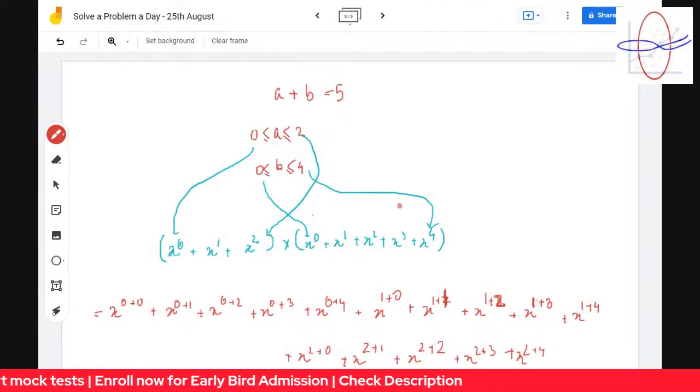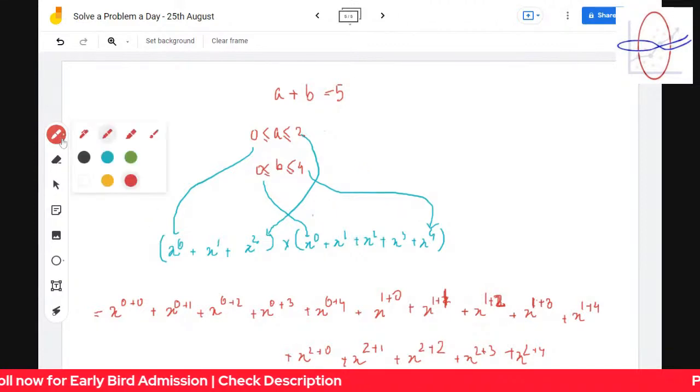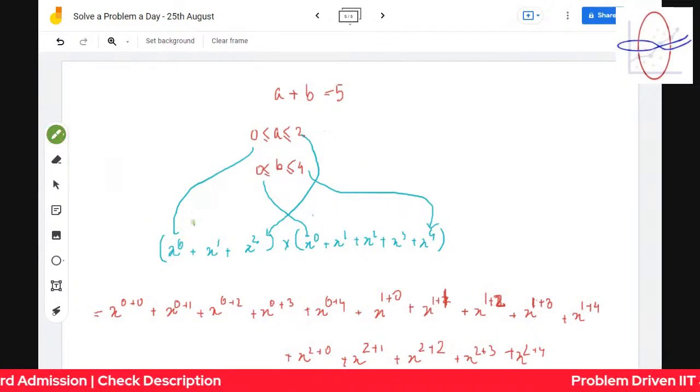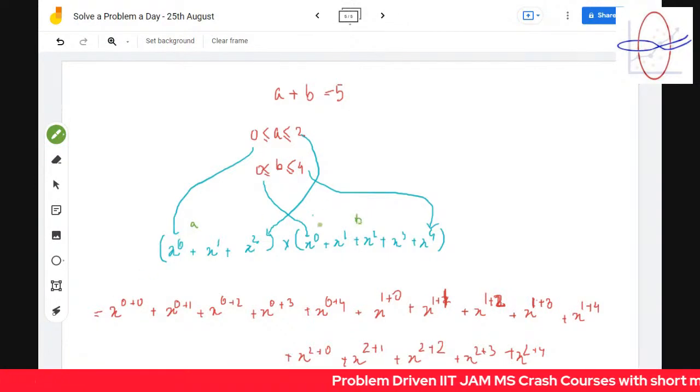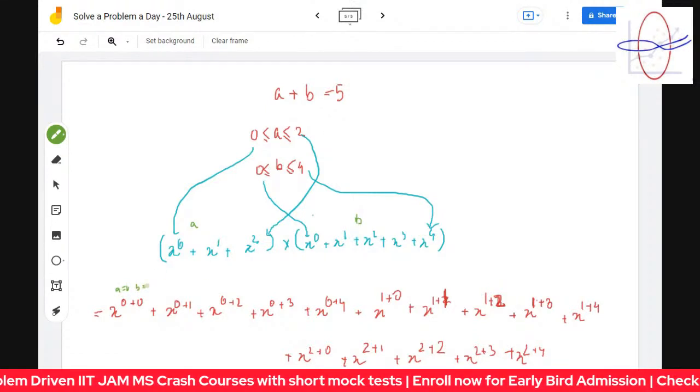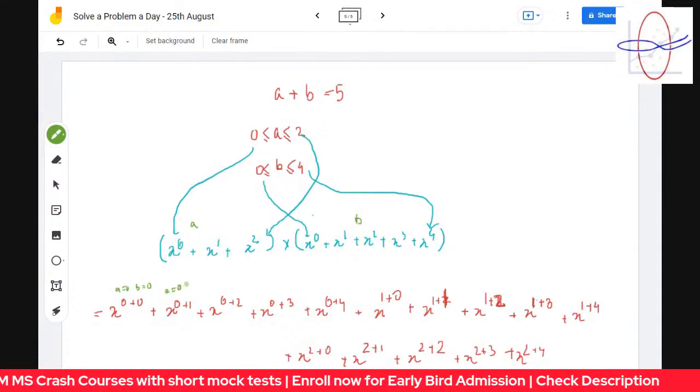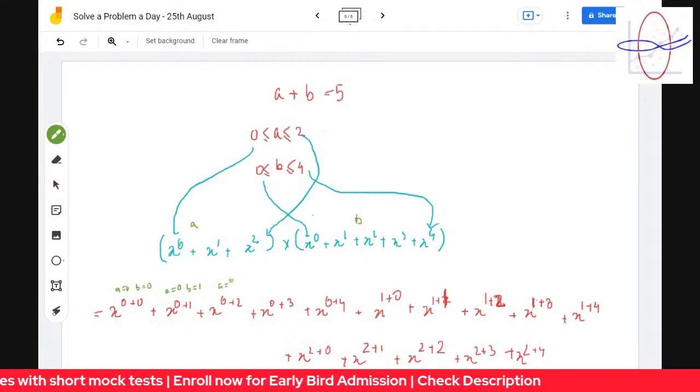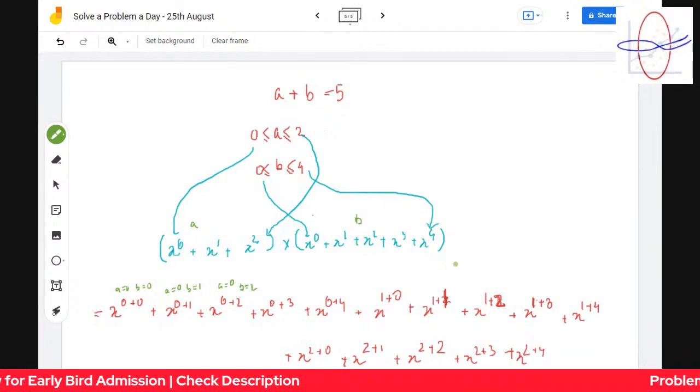Let's see the connection. If you think that these are all A and all these are B, okay, all the possible values of B. So let's see, what is this? Here it's telling A is equal to 0 and B is equal to 0. Here it's telling A is equal to 0 and B is equal to 1. Here it's telling A is equal to 0 and B is equal to 2. Okay, so understand that if you add this up, what will you get?